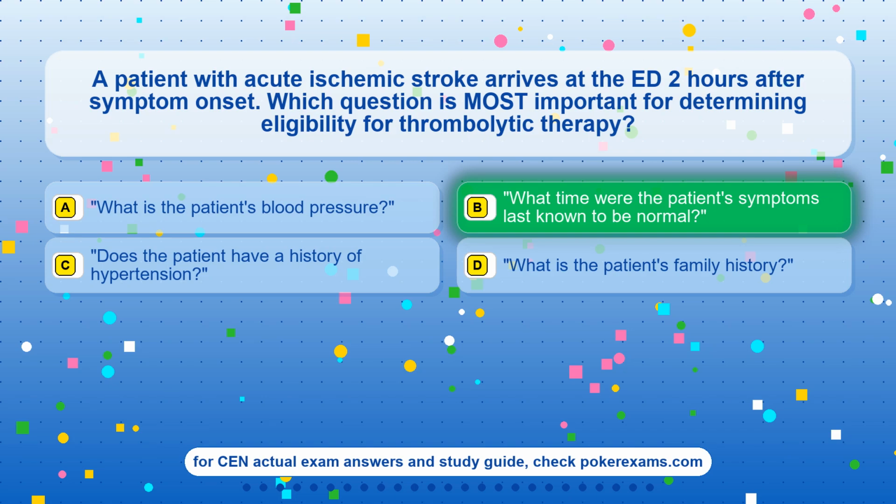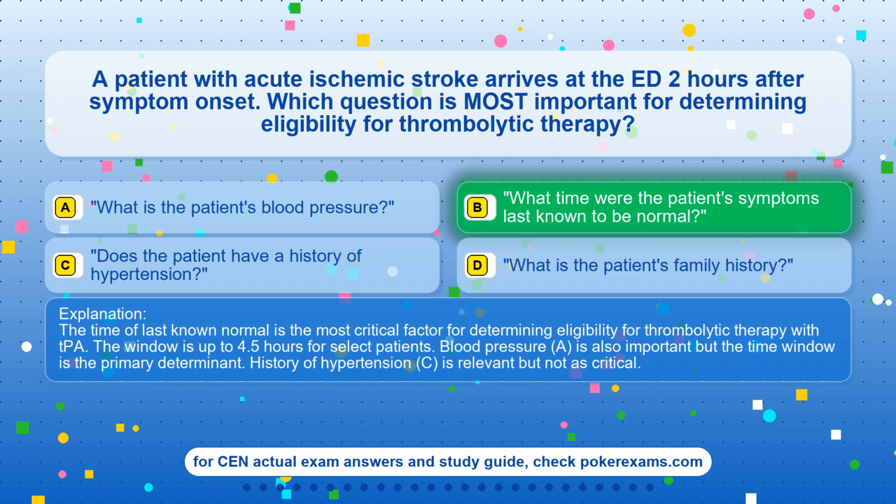The correct answer is option B. What time were the patient's symptoms last known to be normal? The time of last known normal is the most critical factor for determining eligibility for thrombolytic therapy with tPA. The window is up to 4.5 hours for select patients. Blood pressure, A, is also important, but the time window is the primary determinant. History of hypertension, C, is relevant but not as critical.